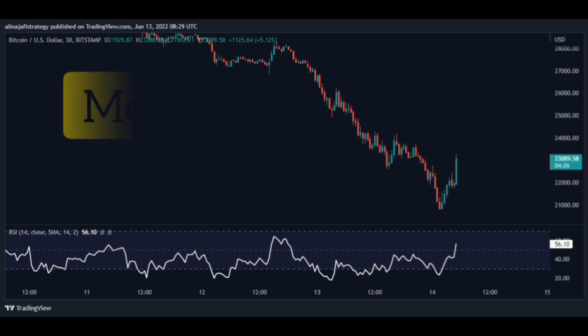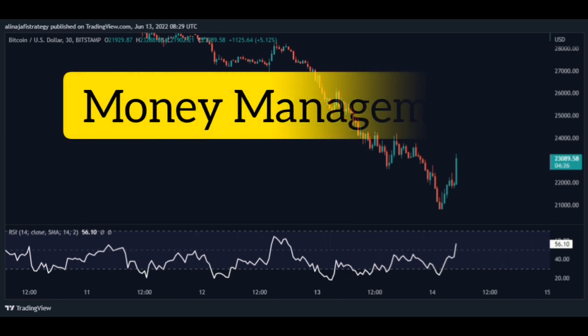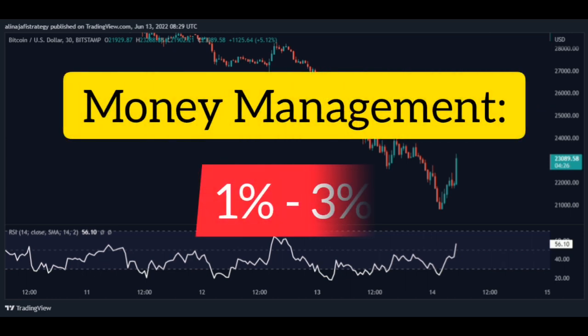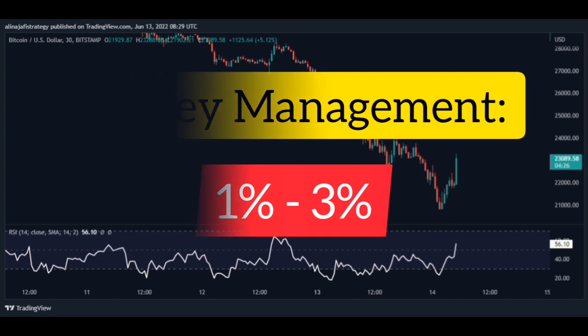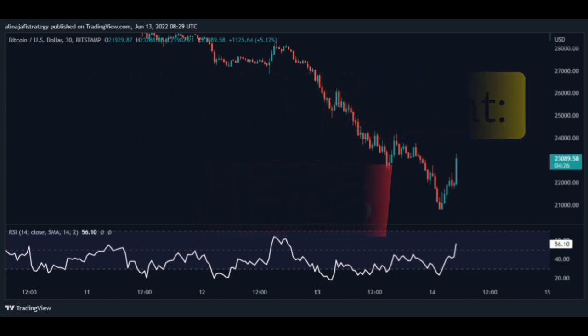To manage money, you have to risk between 1 and 3% of your capital. This means that if the price hits your stop loss, you will lose between 1 and 3%. That way you can be safe from big losses and make great profits.